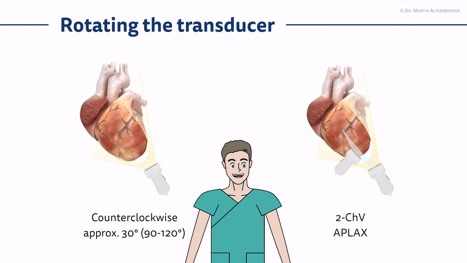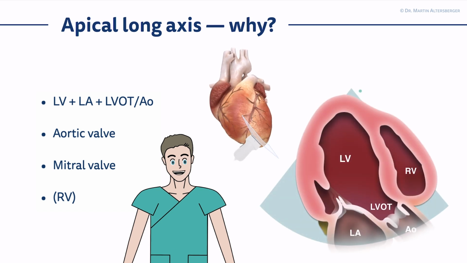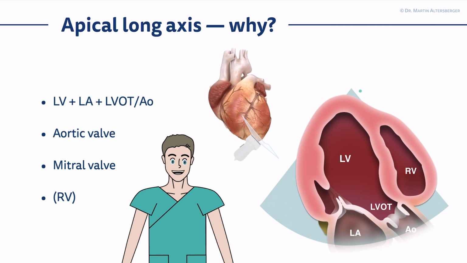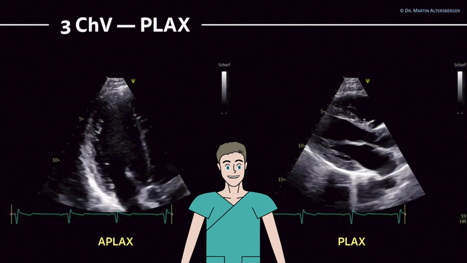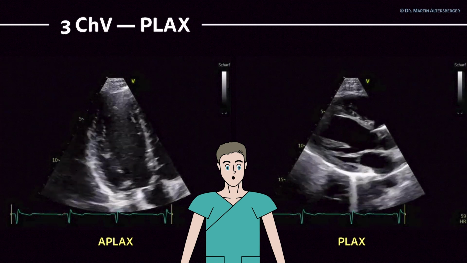In the apical long axis view, you can see the left ventricle, the left atrium, the LVOT, the aortic valve, parts of the ascending aorta, the mitral valve, and to a lesser degree also the right ventricle. So the right ventricle is allowed to be in the field of view. The apical long axis view resembles the parasternal long axis.